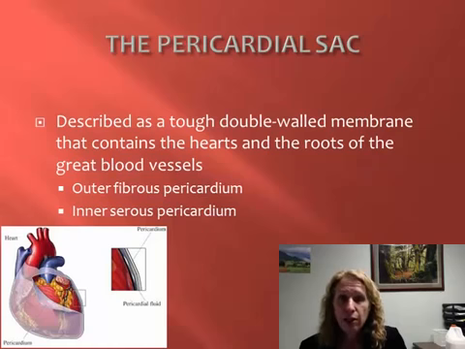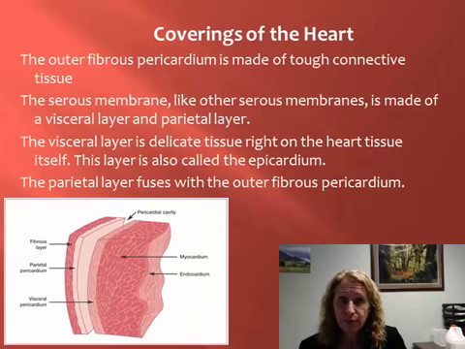The inner layer is serous pericardium. It is a serous membrane. The outer fibrous pericardium is very tough, dense connective tissue. The serous membrane, the inner membrane, like other serous membranes in the body, is double-walled itself, and the inner layer is a visceral layer and the outer layer is a parietal layer.